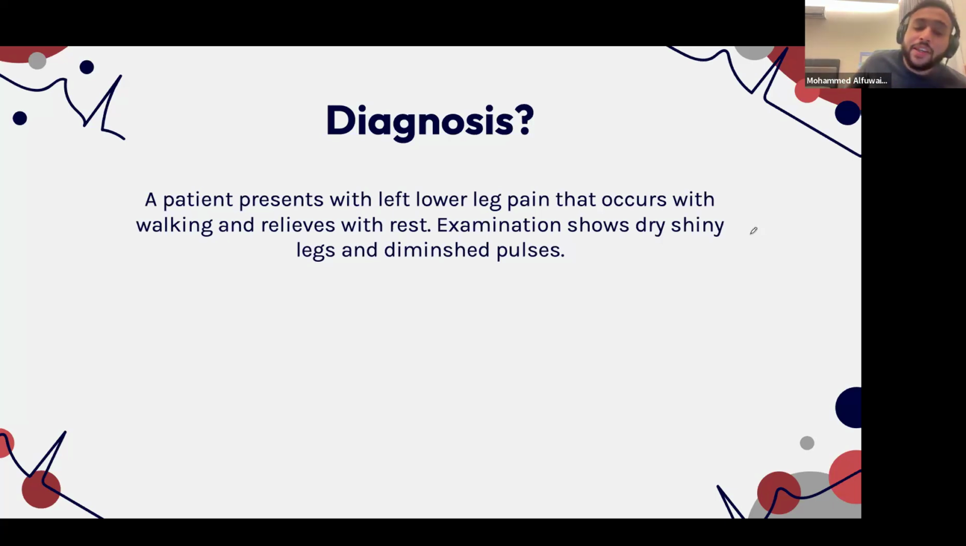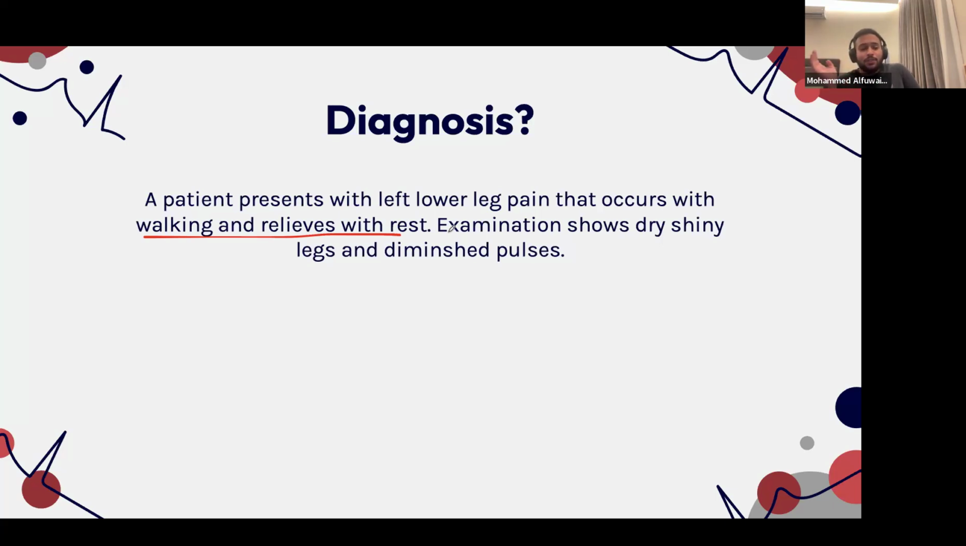Excellent, good. This is peripheral vascular disease. There is one symptom in this scenario that is the most important and characteristic symptom. What's the name that we give for this symptom? Excellent. Intermittent claudication. Perfect. They tell you they have pain that happens with walking, but relieves with rest.